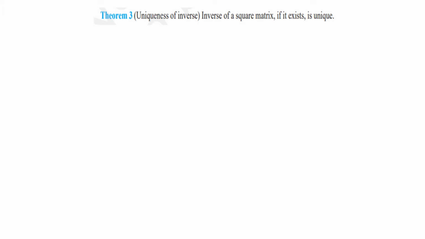Now let us check out theorem number 3, which is the uniqueness of inverse. Now what does it mean? It means that the inverse of a square matrix, if it exists, is unique. That means if the inverse of a square matrix exists, then this inverse is unique. So how will we prove it? Let us start with the proof.